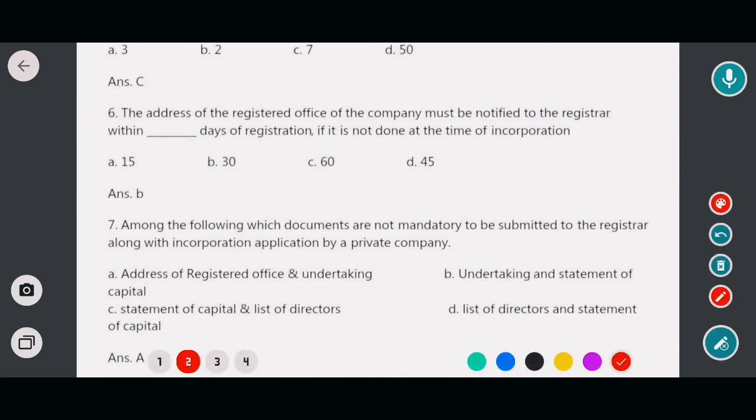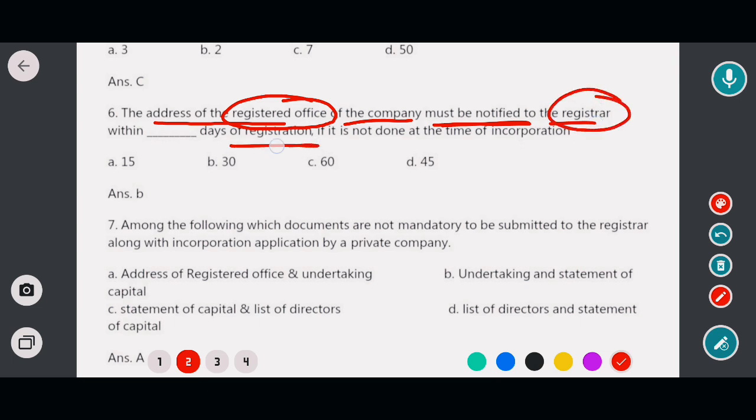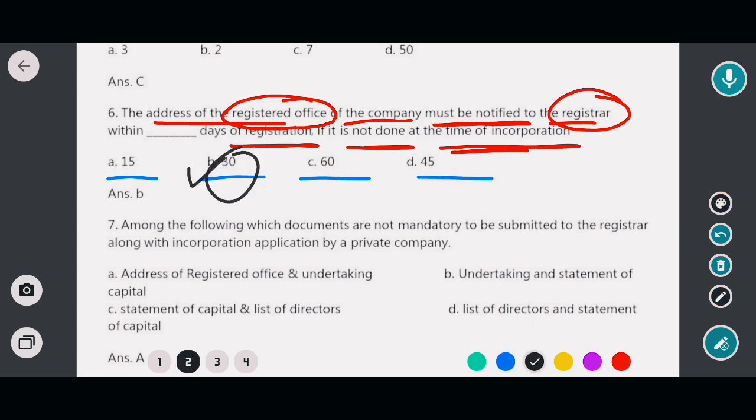Next question is on the address of the registered office. The address of the registered office of the company must be notified to the registrar within how many days of the registration, if it is not done at the time of incorporation? The options are 15, 30, 60 and 45. In this case the correct option would be option 3, that means within 30 days.